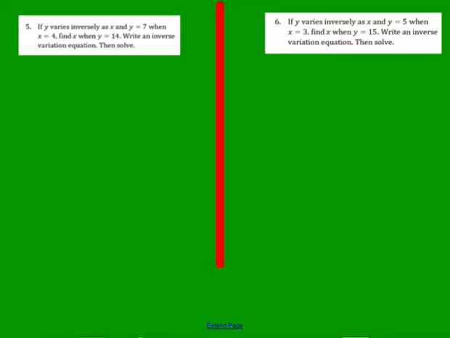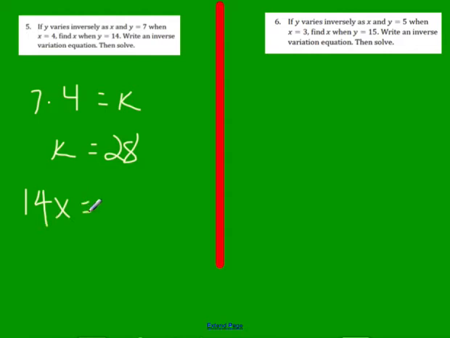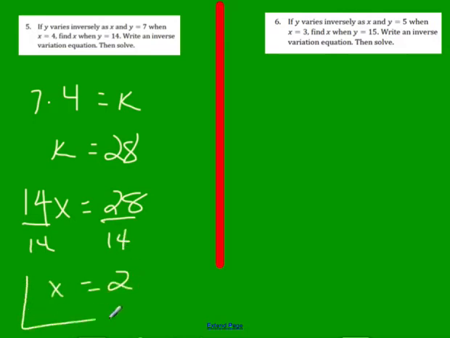Let's take a look at number 5. Y varies inversely as x when y equals 7 and when x equals 4. So again, I'm going to multiply those two together. 7 times 4 is equal to my k. So I get that k is equal to 28. Find x when y is equal to 14. So 14 times x is equal to 28. Then we're going to divide both sides by 14, and I get that x is equal to 2. So that's our final answer for number 5.